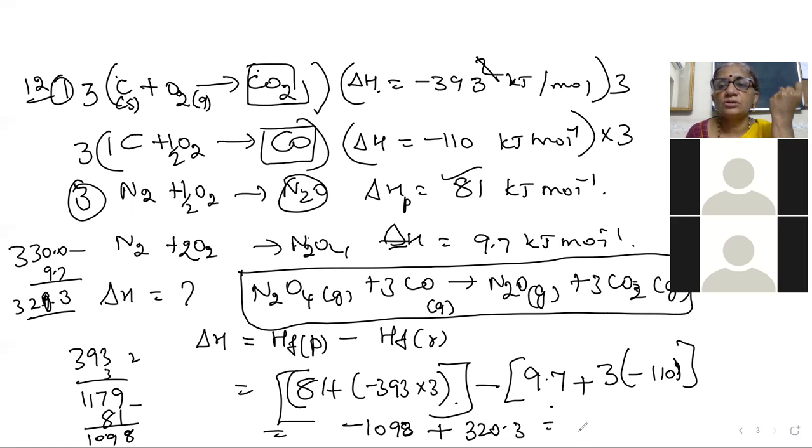What is del H? Kilojoules per mole will be the answer. 1098 minus 320.3. How much is it? 777.7. Am I correct? Minus 777.7 kilojoules per mole. Very clear?